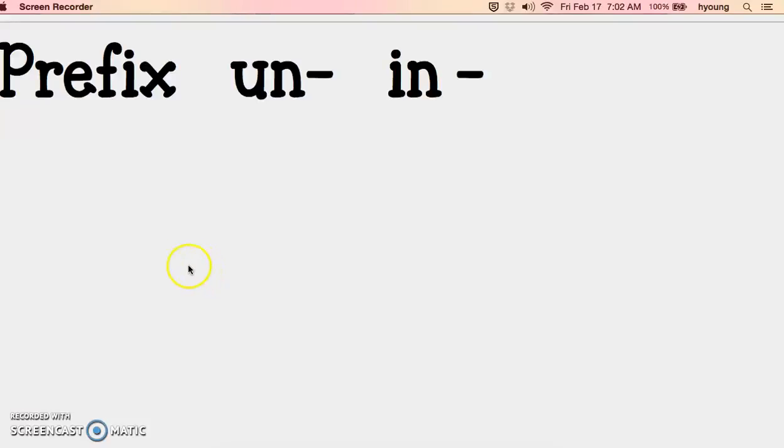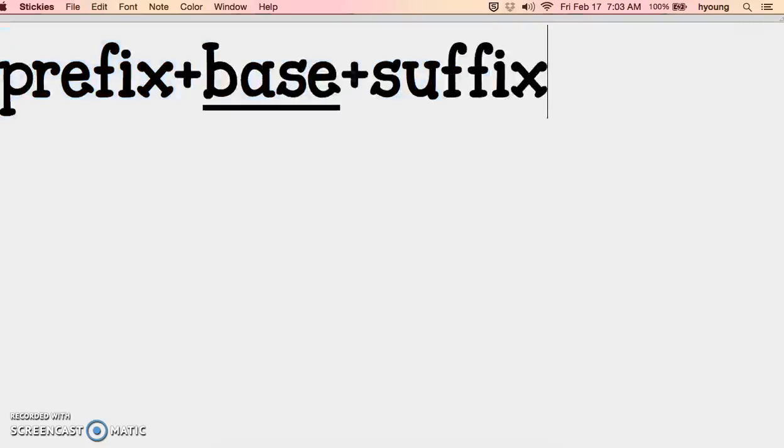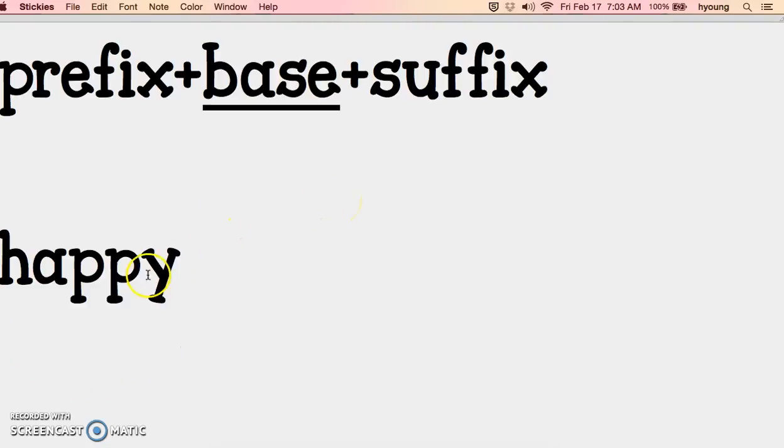This is a quick review of the prefixes un and in to help you as you get ready for your retake test. So remember that the English language is made up of words, and words can be put together using different word parts. Usually we start with a base or a root word, like happy. Now I can add a suffix to the word, which changes it. So I might feel happy, I might display happiness.